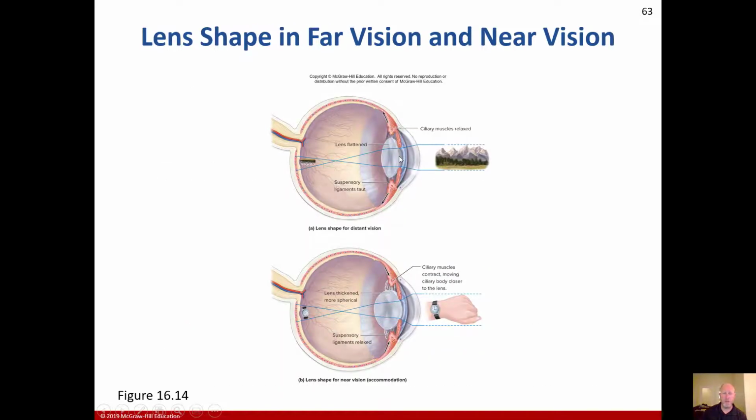And this diagram will be on the exam. The ciliary muscles, the lens flattened here, lens shape for distant vision. Suspensory ligaments are taut here, okay? Whereas lens shape for near vision, or accommodation, the ciliary muscles are contracting, moving the ciliary body close to the lens. The lens is thickened and more spherical here, and the suspensory ligaments are relaxed.